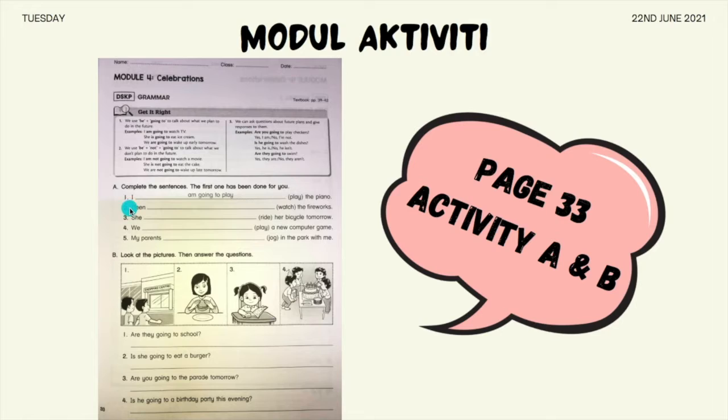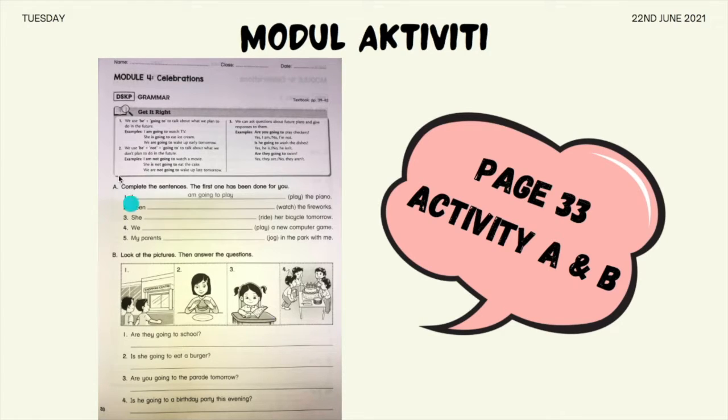Okay, let's read. I am going to play the piano. Full stop. Okay, number 2. Dean. How many Dean is here? 1. So you use is, am, or are. Which one?